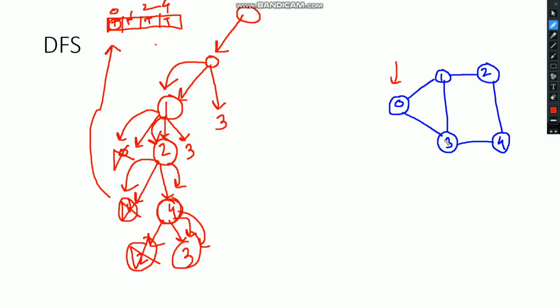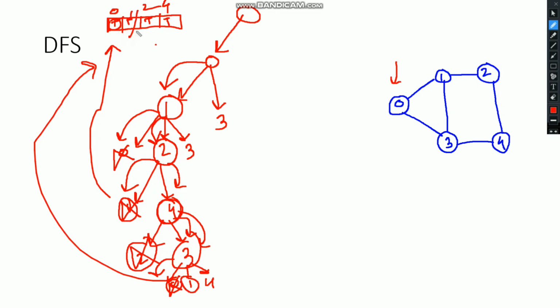For vertex 3, the adjacent vertices are 0, 4 and 1. Now from 3, I'll go to 0 and check in the visited array. Vertex 0 is already visited. Now I'll go to vertex 1. Vertex 1 is already visited. Vertex 4 is already visited. So we have explored all the adjacent vertices of vertex 3.